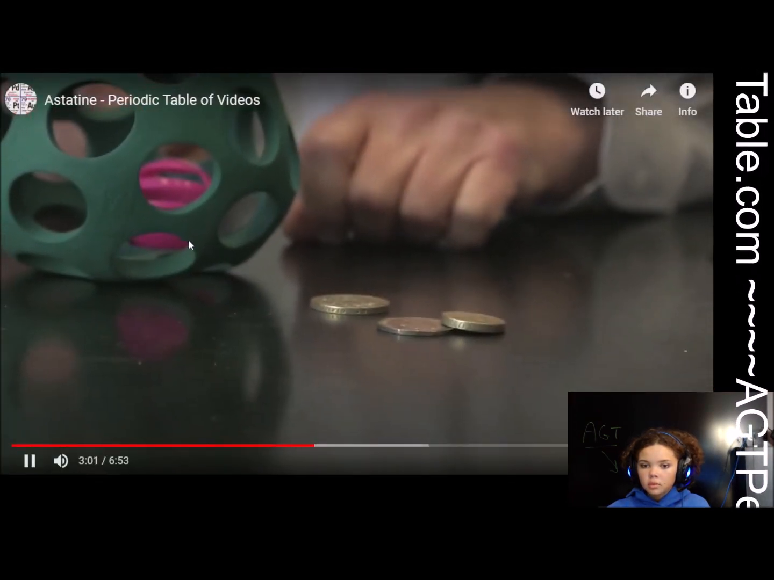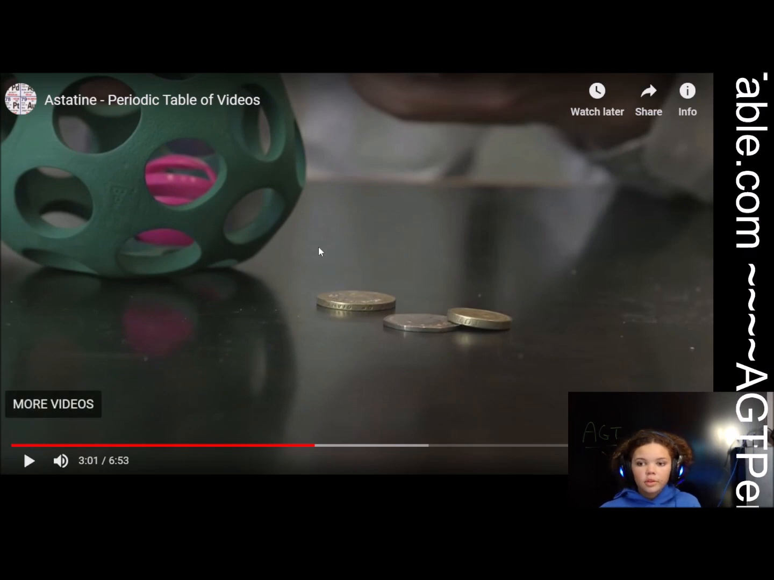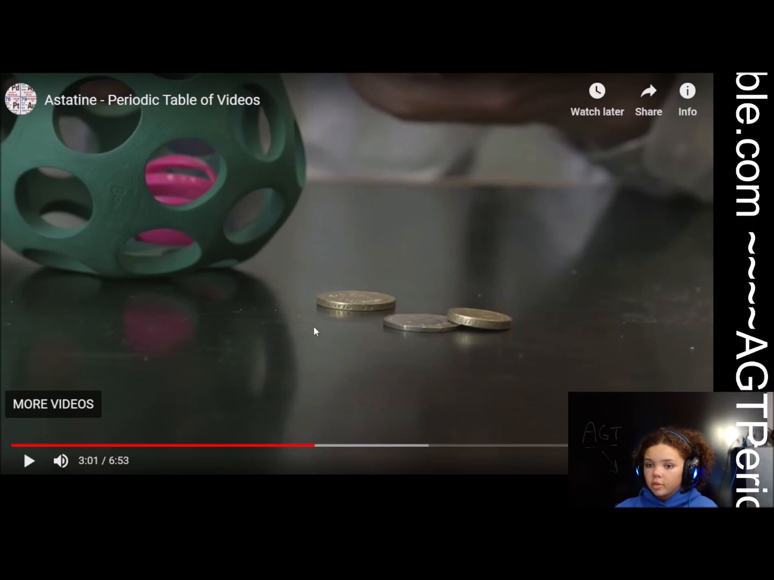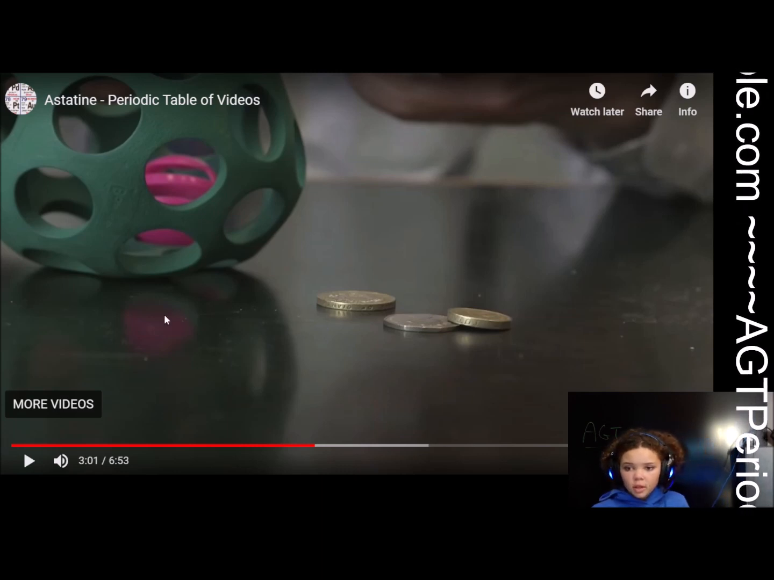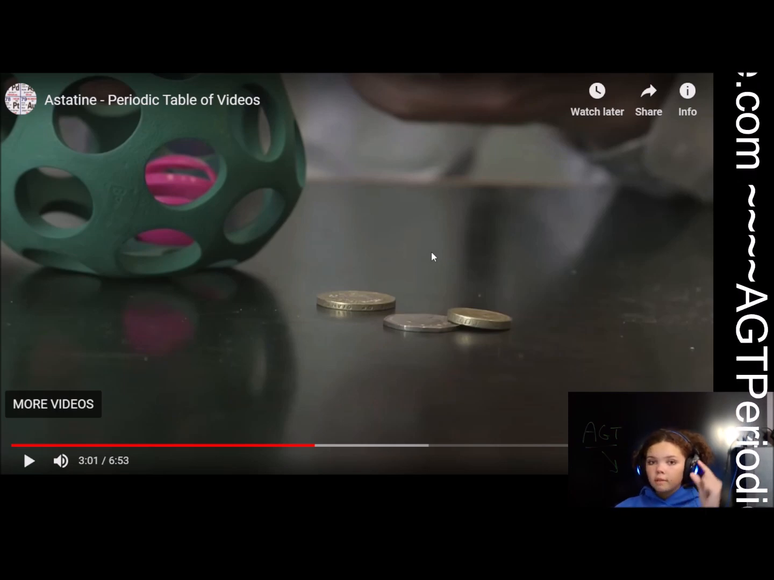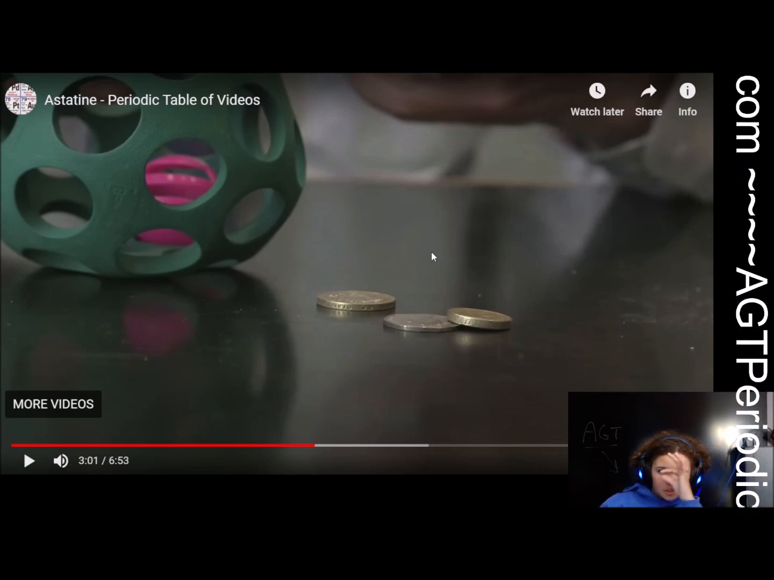So that's less than... That's a very small amount. Those coins aren't even that big. There's only 3 of them. Very small. Just a little bit.